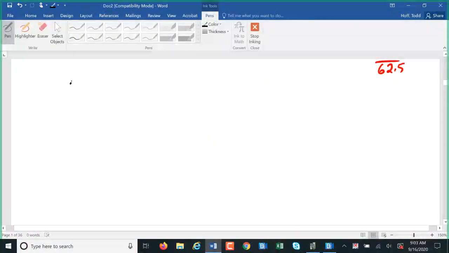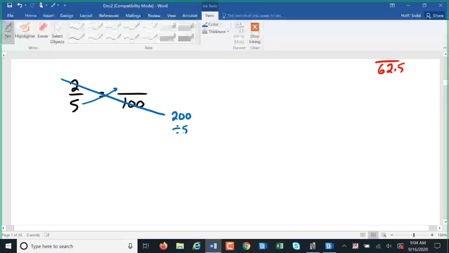We might have 2/5. Convert that. Well, again, the two numbers that are diagonal to each other are the 2 and, sorry, the 100. 2 times 100 is 200. The 5 is diagonal to our missing number, so we're going to divide by the 5. 200 divided by 5 is 40. So 40 out of 100, or 40%.